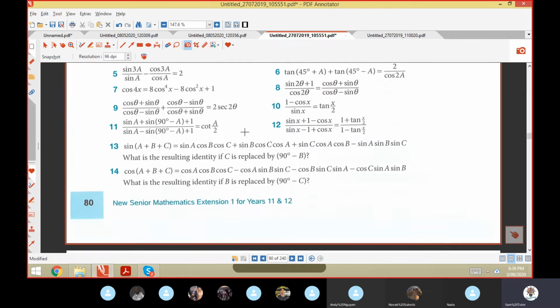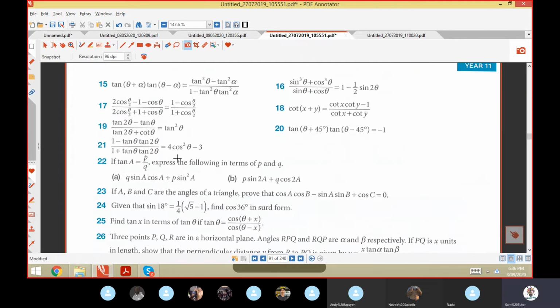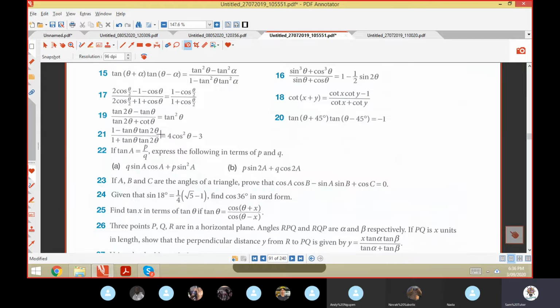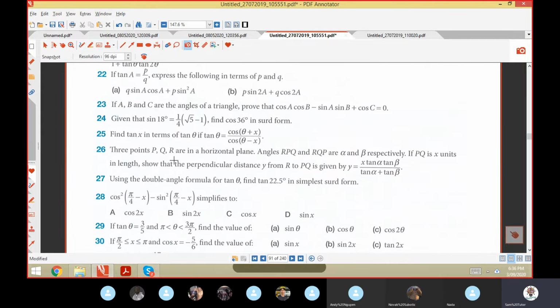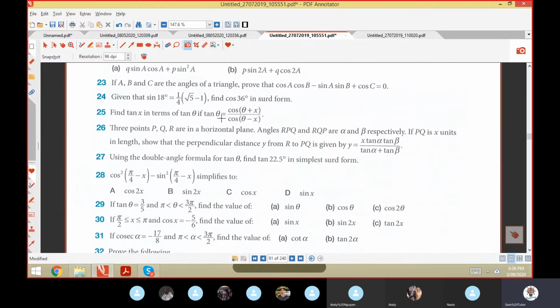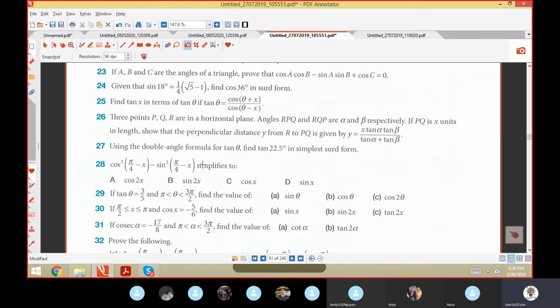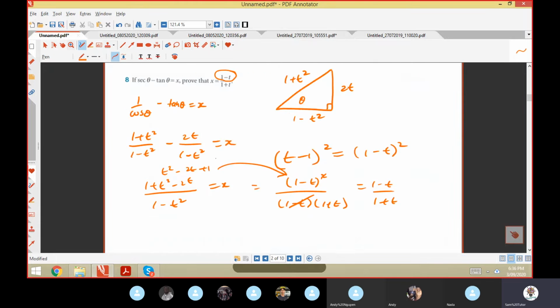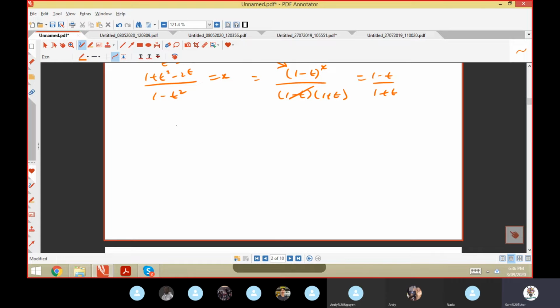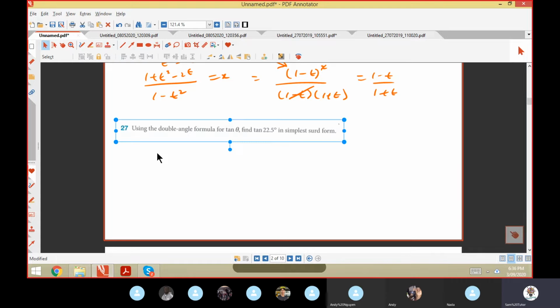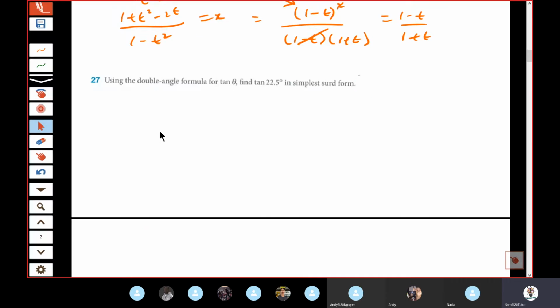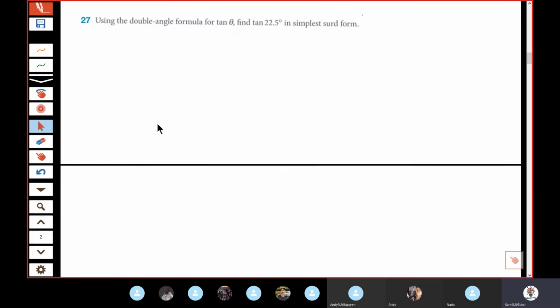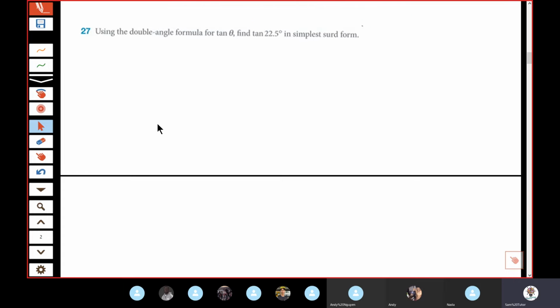And some more. Oh, yes. Yes. Again, I can safely say one or more of you will definitely see that question. Very common exam question. Use the double angle formula.